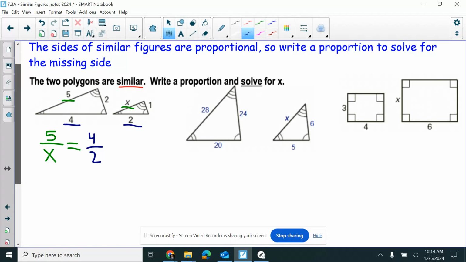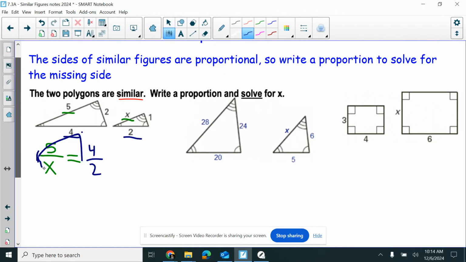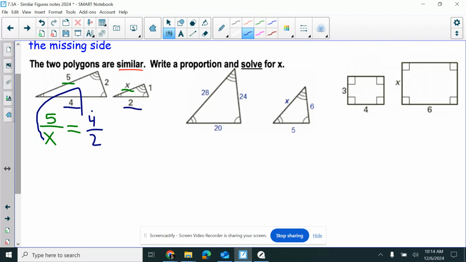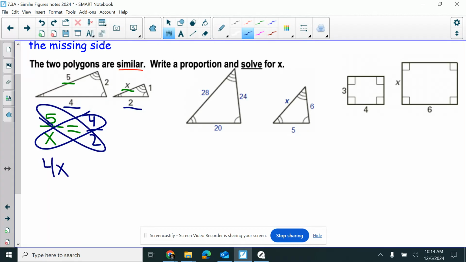So once you do that, that's how you set it up. Then you cross multiply, just like I just went over. So when you cross multiply, you would do 4 times x is 4x, 2 times 5 is 10, divide by 4, x equals 2.5. That's your answer. So the main thing though is understanding how to set up the proportion. So let's just go over a couple more like that.